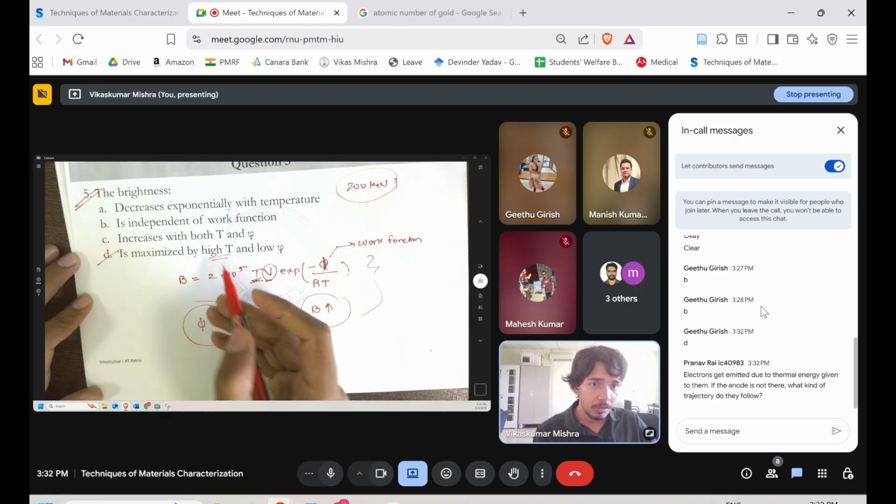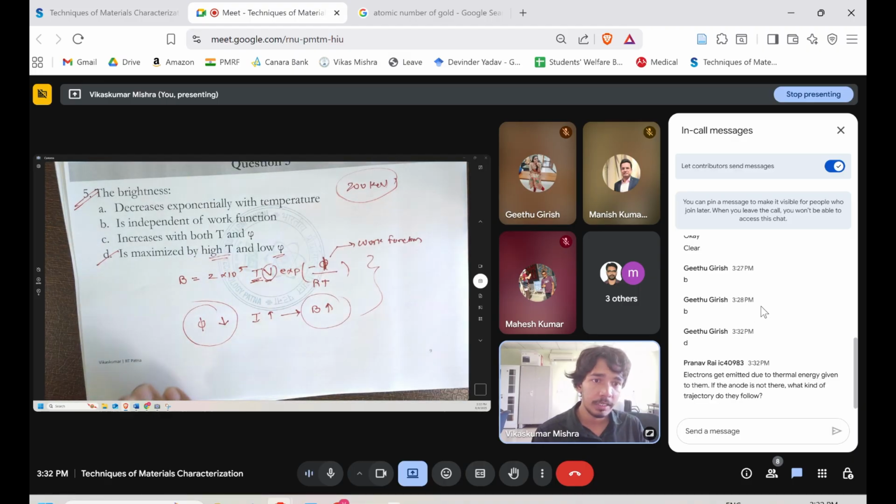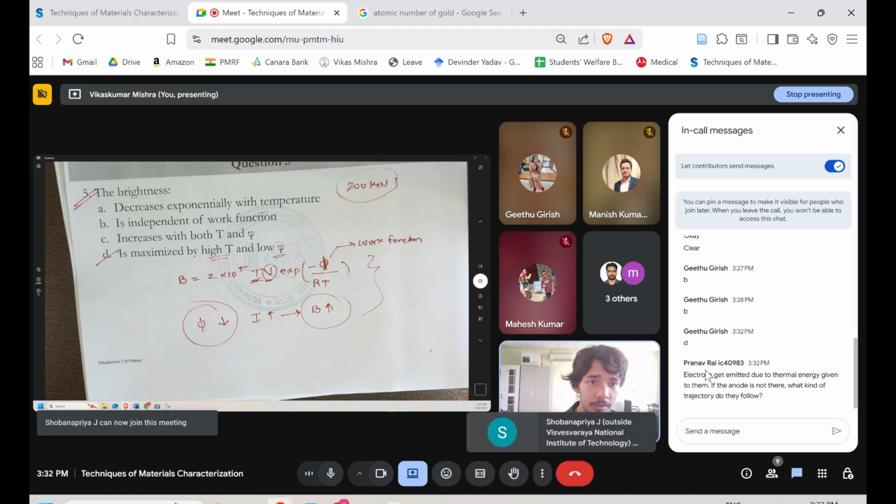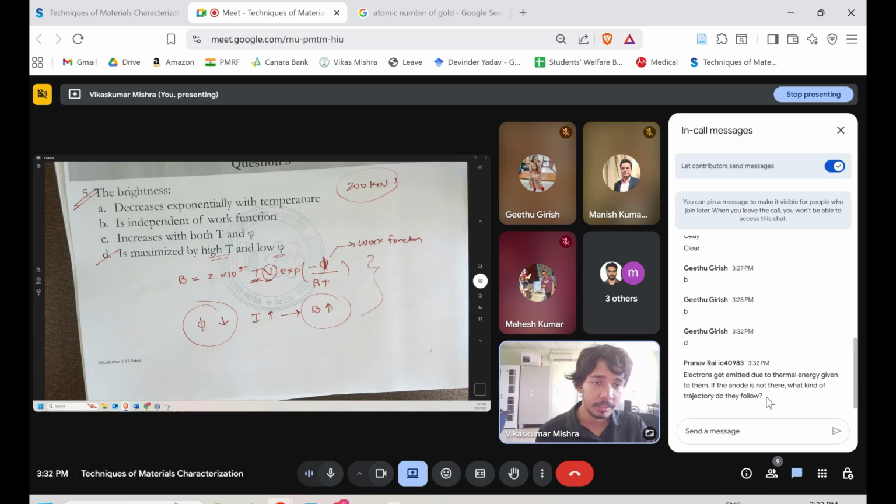The higher the temperature, the easier the electrons get emitted. We have a question. The electrons get emitted due to the thermal energy given to them. If the anode is not there, what kind of trajectory do they follow? It will be very random. They won't follow any trajectory.